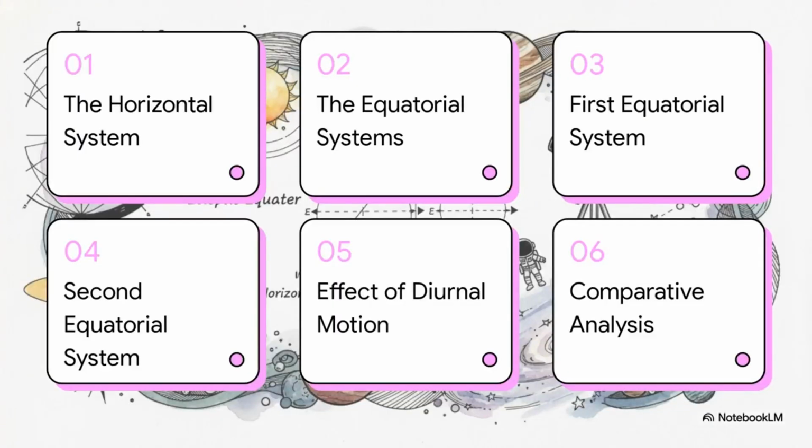So here's our plan. We'll start with the system that's most intuitive to us right here on Earth. That's the horizontal system. Then we'll move on to the more universal equatorial systems. We'll explore two different kinds, see how the Earth's daily motion affects everything, and finally, we'll bring it all together with a comparative analysis. Let's begin.